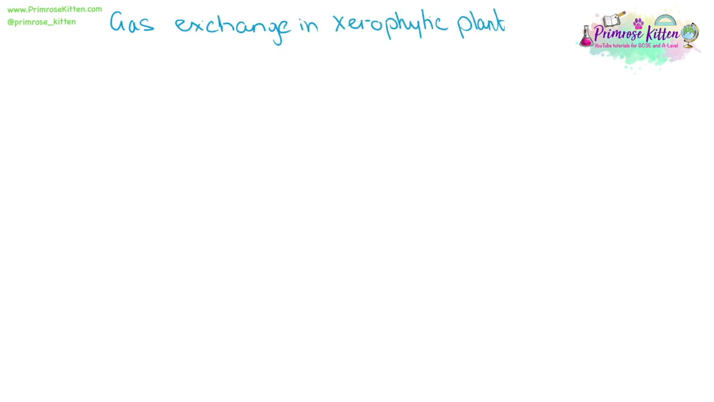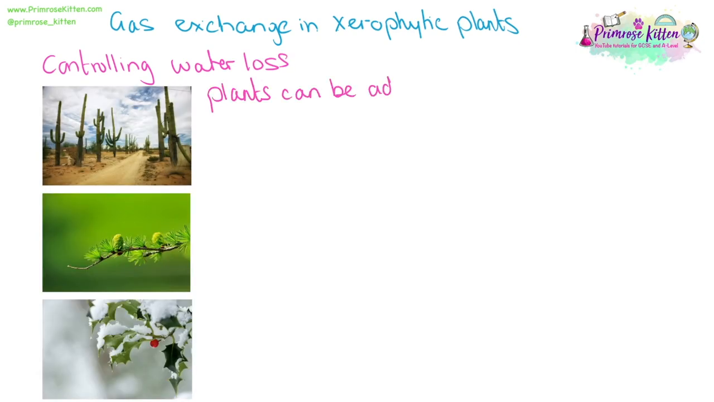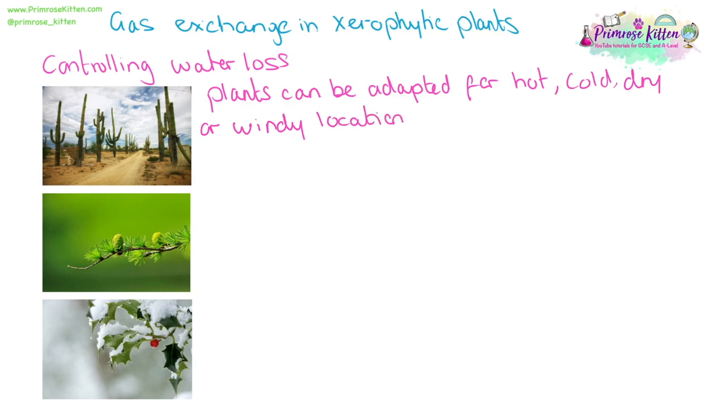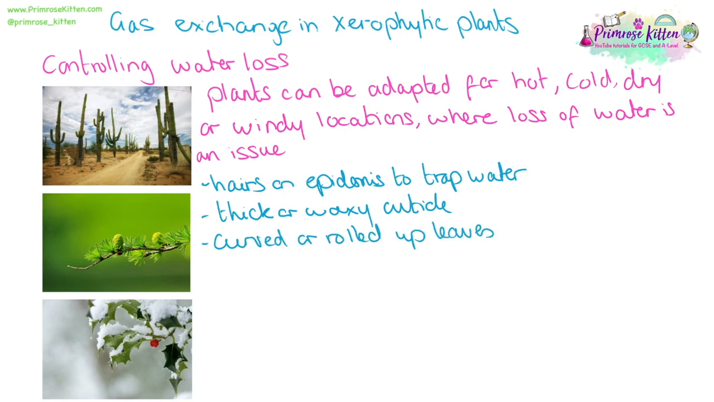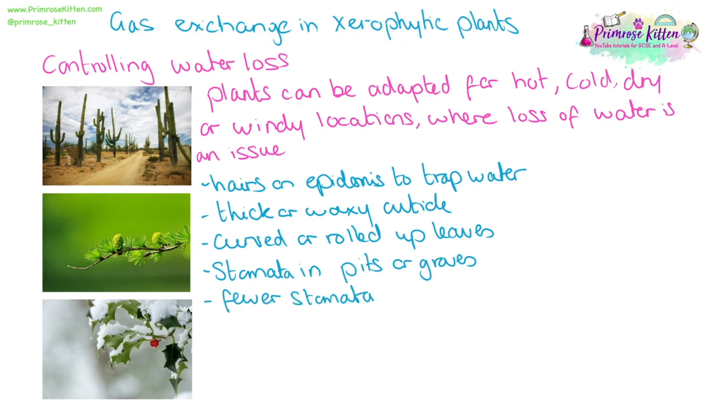Gas exchange in xerophytic plants is slightly different. These need to control water loss. Plants can be adapted for hot environments, cold or dry environments, or very windy environments. In all of these, loss of water is an issue. They could have hairs on the epidermis to trap water, a thick or waxy cuticle, or curved or rolled up leaves. The stomata could be in pits or grooves, or there could be fewer stomata. They could also have a reduced surface area to volume ratio.